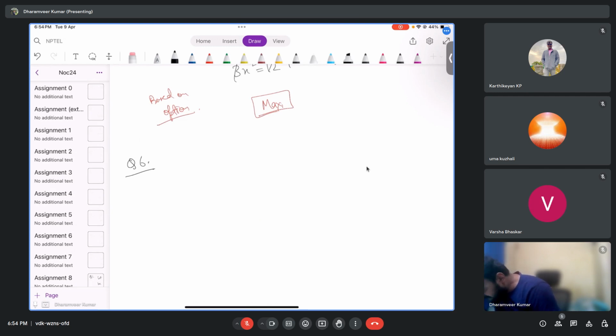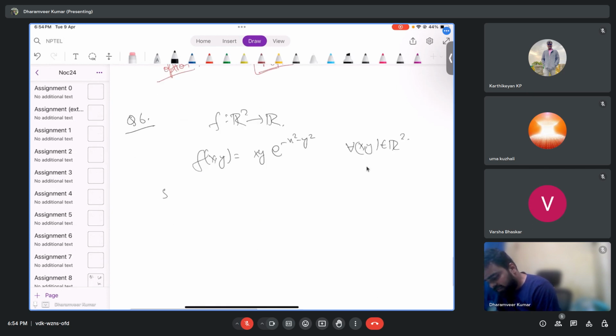Okay, question 6. Consider a function from R square to R, defined as follows. This is a very simple question. Find the set of all critical points. You have to find all the critical points. That's it. Simple, easy peasy.